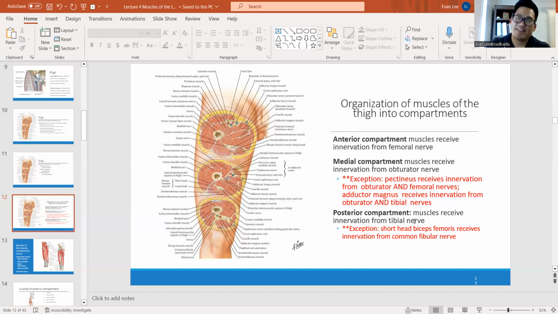So this one wasn't quite as cleanly divided up, but at least anterior compartment, femoral nerve, medial compartment, mostly obturator nerve, and posterior compartment, mostly tibial nerve.